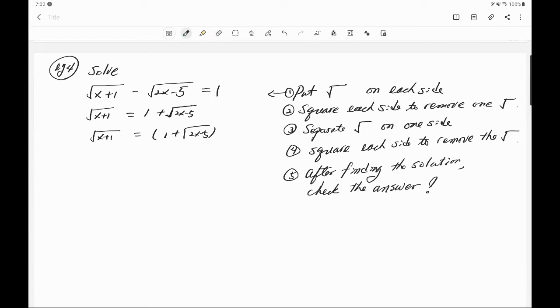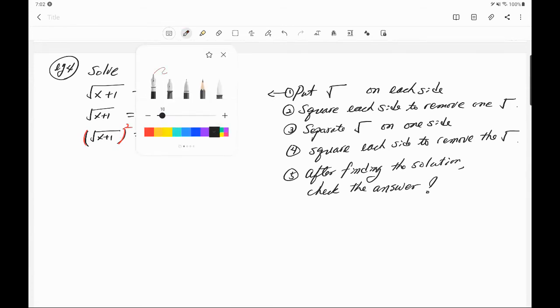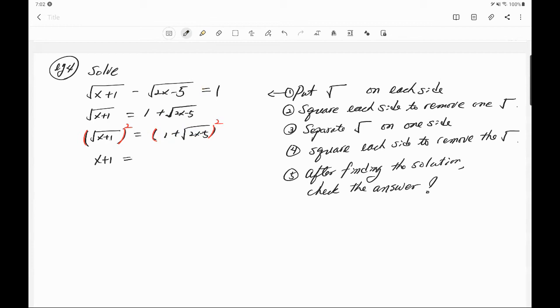Okay, so that is square root. So let's square each side. Okay, so square the left hand side and square the right hand side. Then the left hand side will be only x plus 1. Remember, if you square the square root, then only the inside of the square root will be the result. Okay, the right hand side is, okay, square the first term plus 2 times the first term and the second term, right? Plus the square of the second term. Remember the formula?